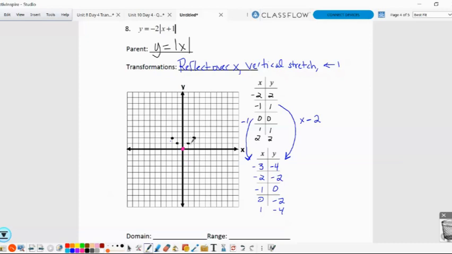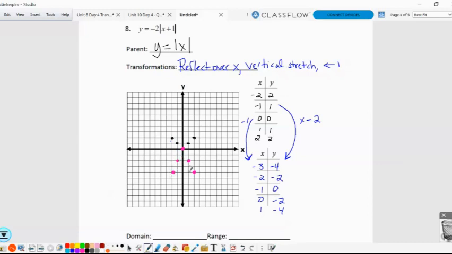This point that's at +1 is going to come down here to -1 on the reflection, and then it's going to stretch to -2. This point up here at 2 is going to reflect to -2 and then stretch to -4. And I'm sure you can see the pattern. This point at 2 will reflect to -2 and stretch to -4.